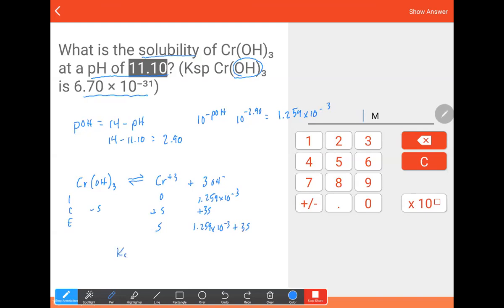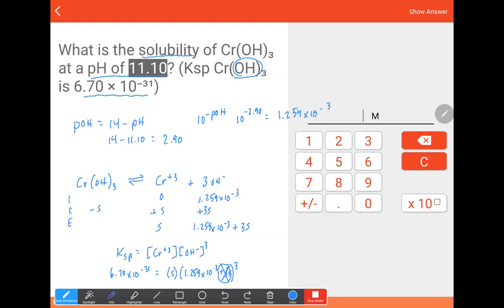So our KSP is equal to OH minus and then cubed. Don't forget that 3 there. Now we know KSP is 6.70 times 10 to the minus 31. We have an S. And then here we have 1.259 times 10 to the minus 3 plus 3s cubed. Now X is small, eliminates this, which actually simplifies our math a little bit.